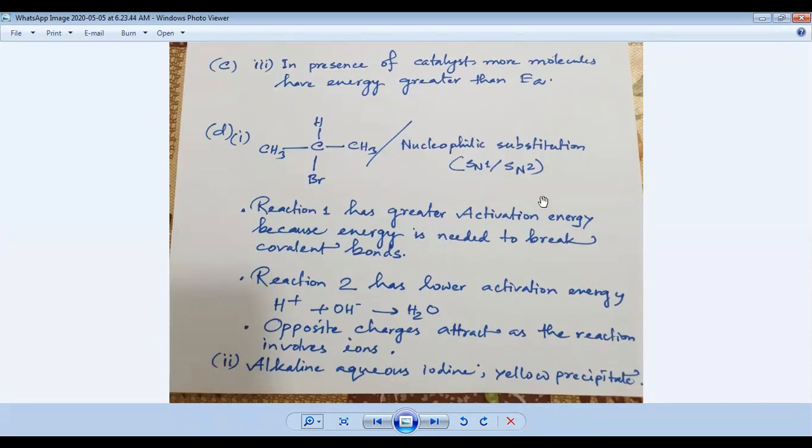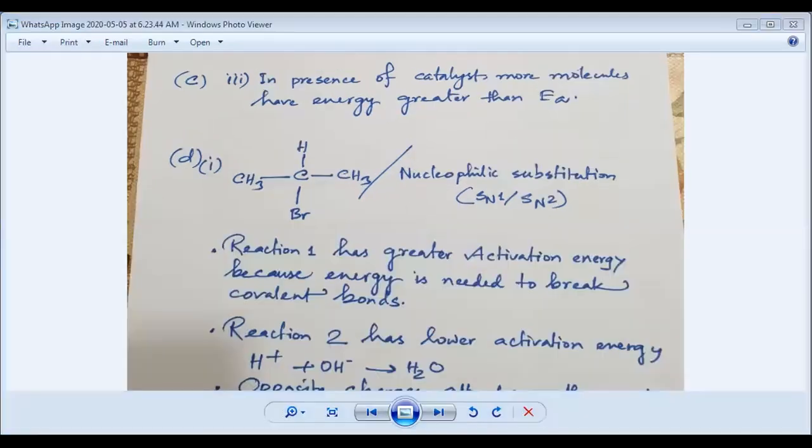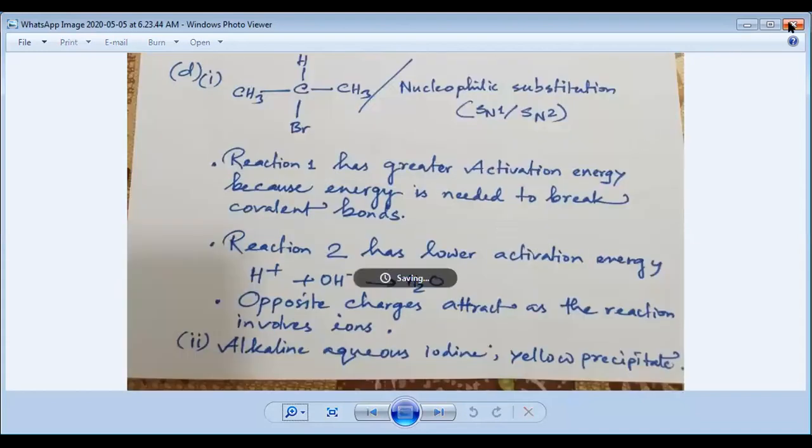Okay. And the last question: state the reagent needed to confirm the presence of CH(OH)CH3. Look at this. This is a secondary alcohol having a CH3 group, and it will also give the reaction of a methyl ketone. You remember the iodoform test? So what are the reagents? We need aqueous alkaline iodine, right? In the presence of this, it will give a yellow precipitate.